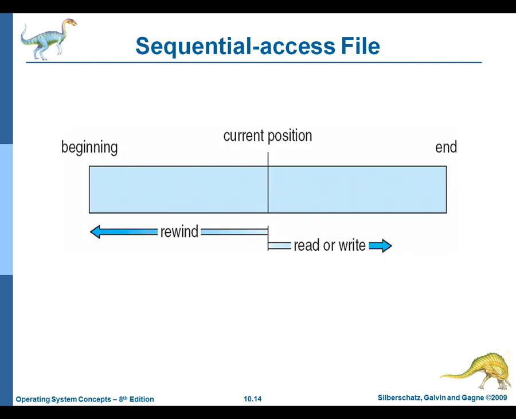As you can see on the screen, this is a sequential file access. The current position is there, and either we can move forward or we can rewind. The basic example given here is read or write. Whatever read and write operations our programs perform, that is all based on this particular sequential file access.